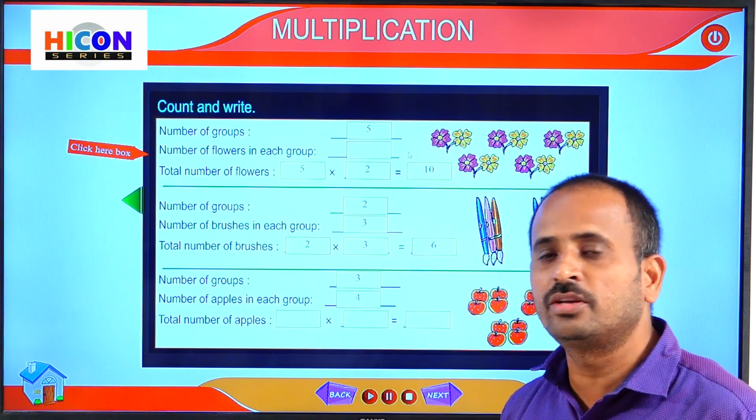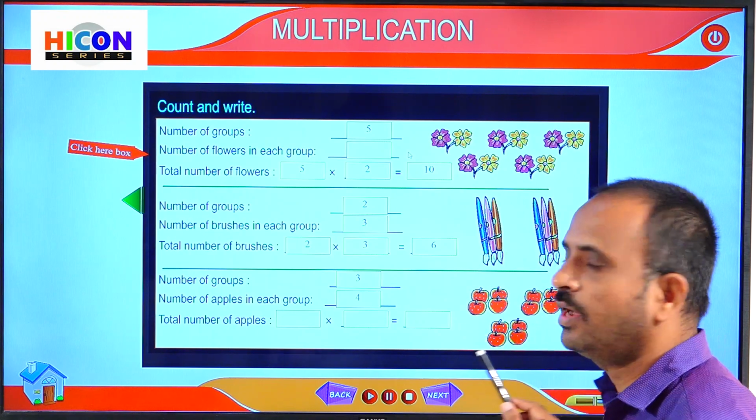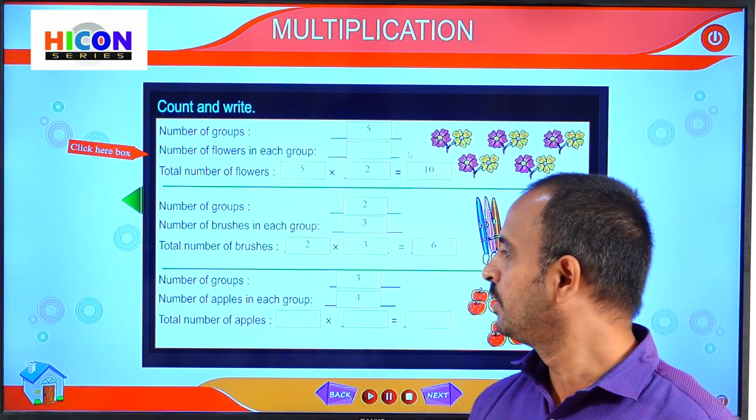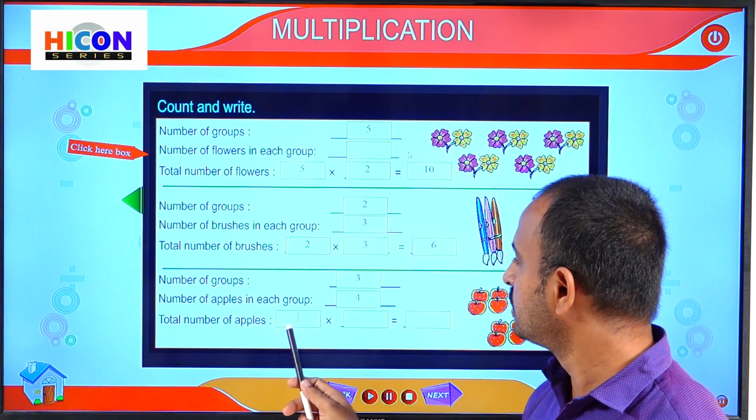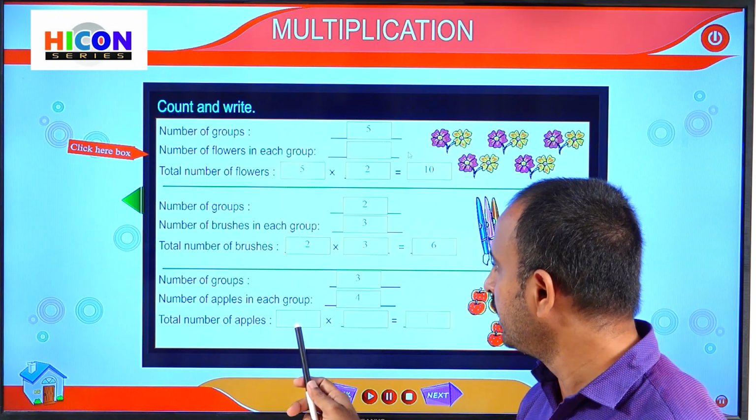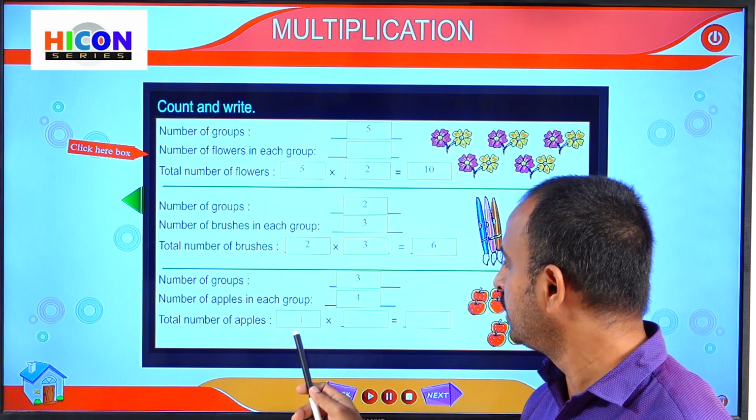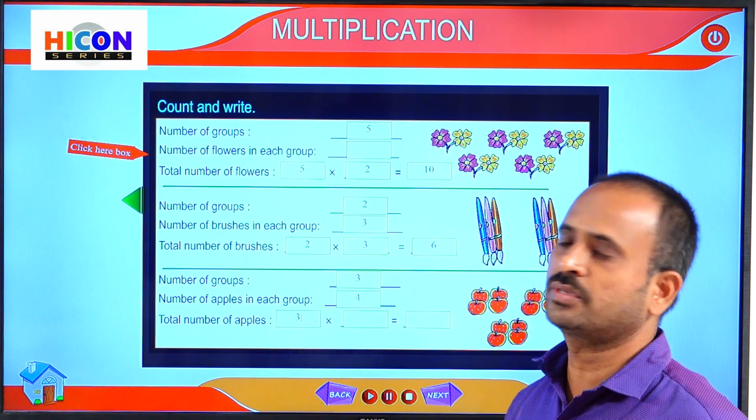Then how can we get the total number of apples? We can get the total number of apples by multiplication. So total number of apples is equal to, so what number do we have to write here? The first number is the number of groups. How many groups are there? 3. So write 3 in the first box.